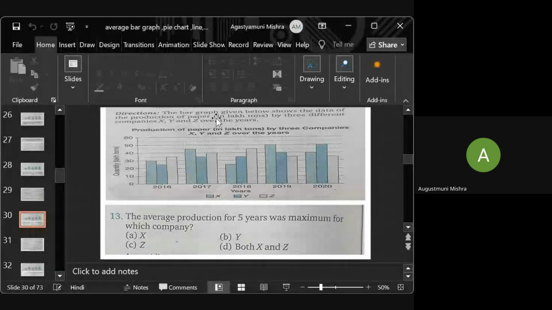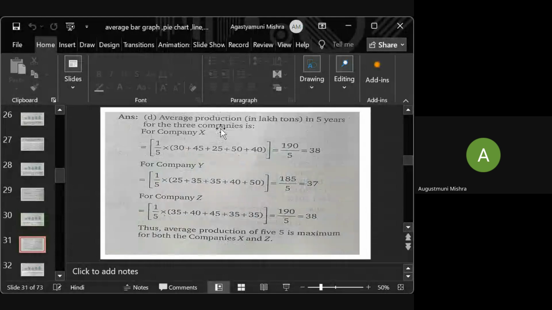Okay, now it's time for the answer. So the correct answer is X and Z. I think that was the D only, I think, if I'm not wrong. Okay, X and Z. So here's the answer. You can just compare how all these companies have the particular average production in the 5 years. That is very easy average formula you have used here.